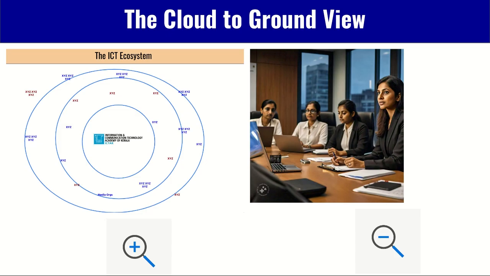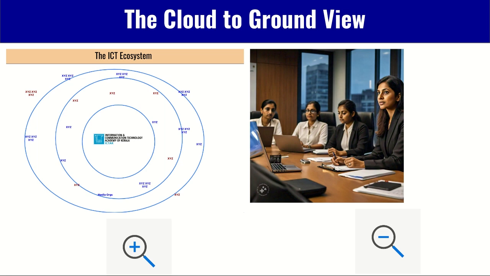And if you recall, in the workshop as well, we spoke about the cloud to ground view and the need to keep traversing between these two views or perspectives. The ground view, as you can imagine, is the detail, a picture of the low level details, and the cloud view is the big picture, that 30,000 feet view of the situation.